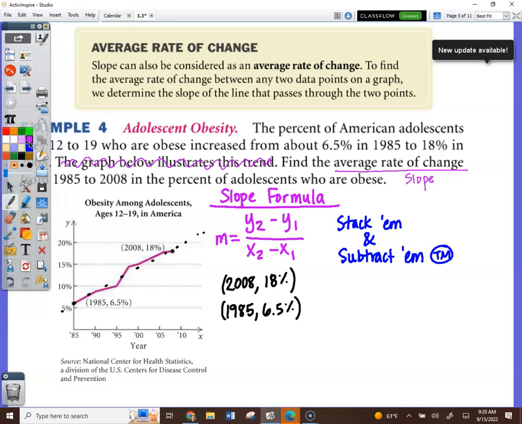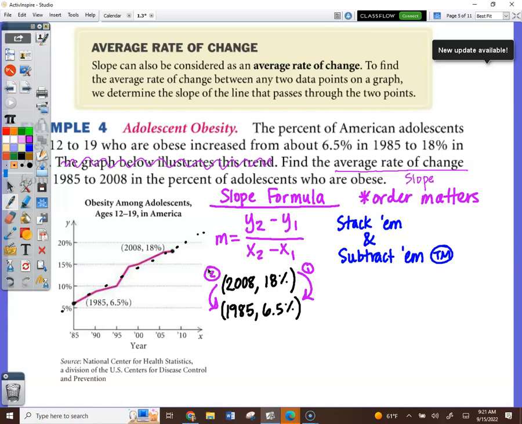Here's how I subtract. When I go to find my slope, remember that the subscripts on the coordinates don't matter. What does matter is that however you subtract your y's dictates how you subtract your x's. Do y'all remember that? The order that you subtract matters. So when I stack them, I draw an arrow to show myself that I'm going to subtract 18% minus 6.5% first, because those are the y's. Then I'm going to subtract 2008 minus 1985 second, because those are the x's.